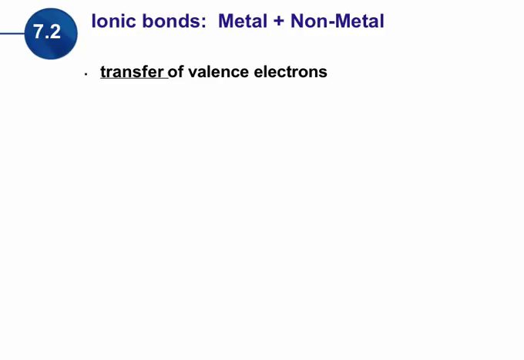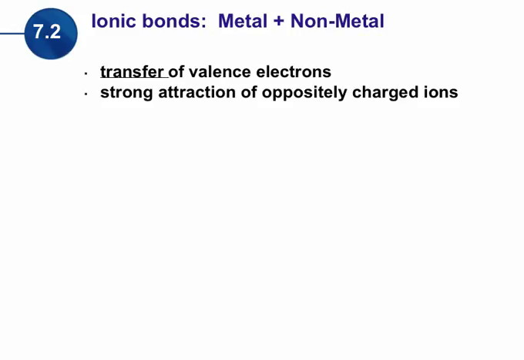If you look at your periodic table, a metal is positive and a nonmetal is negative. So we have a strong attraction of oppositely charged ions. These positive and negative elements are going to be attracted to one another because they are oppositely charged ions. Let's use this as an example: calcium and fluorine, CaF2.